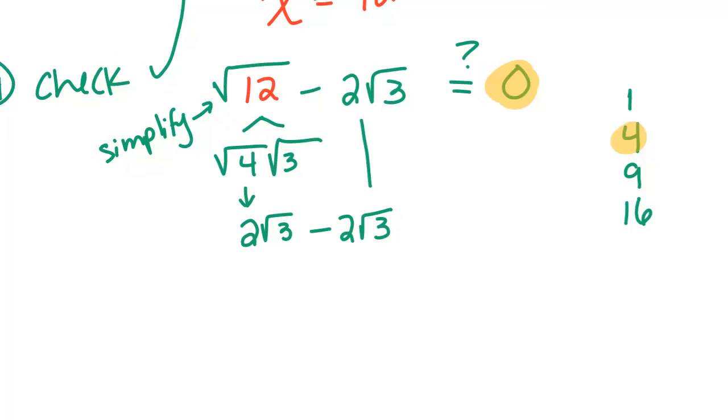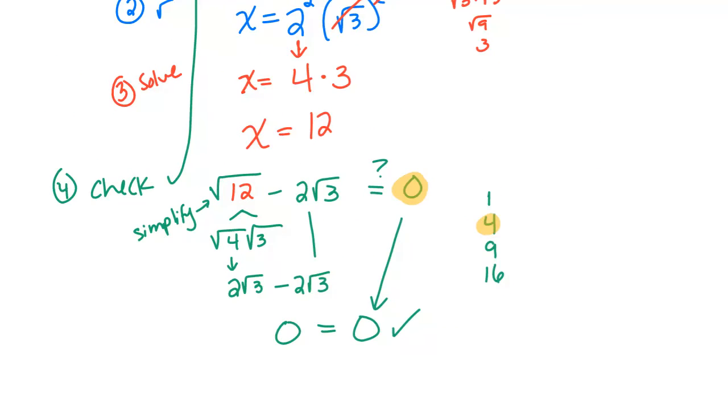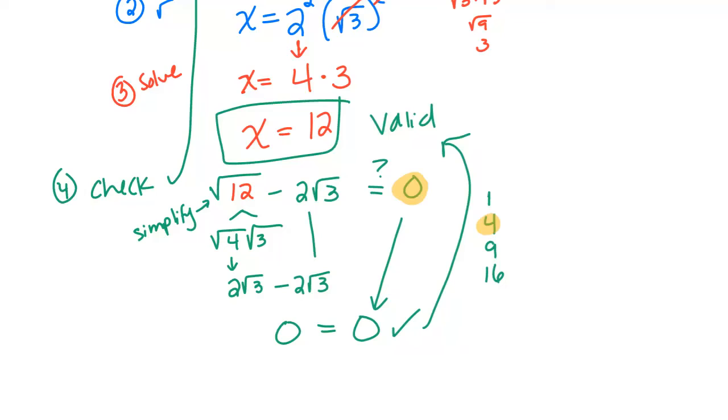So what's 2 root 3 minus 2 root 3? 0. Did that equal the right side? Does 0 equal 0? Yes. Therefore, my answer is valid. So x equals 12 is my final solution. This ends up being a valid solution. X equals 12 is my final solution.